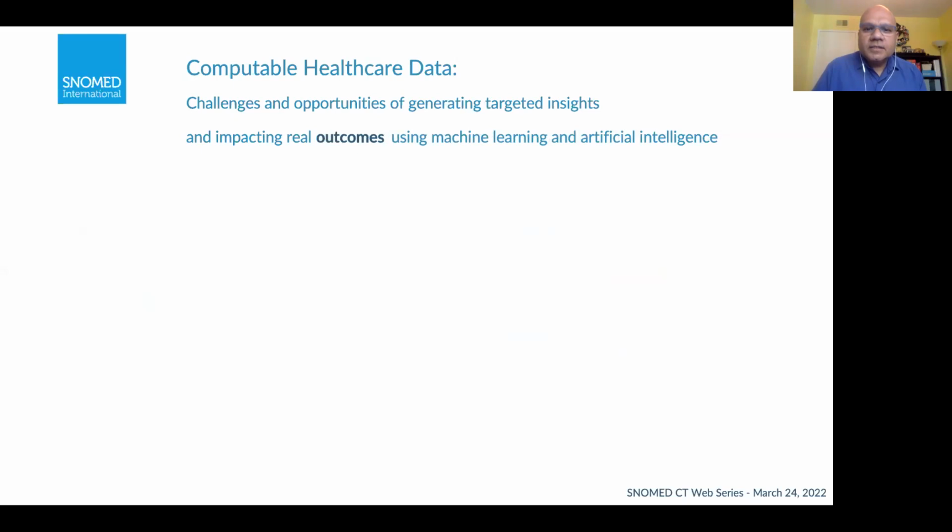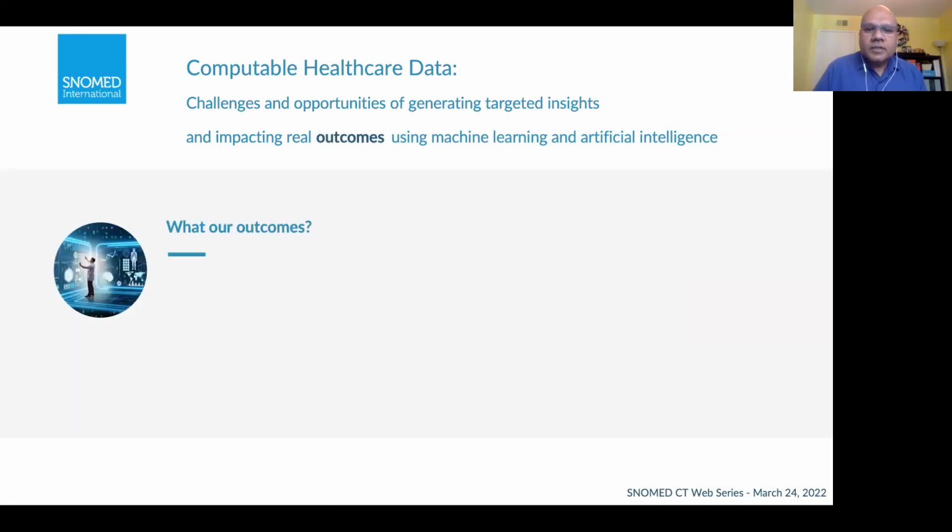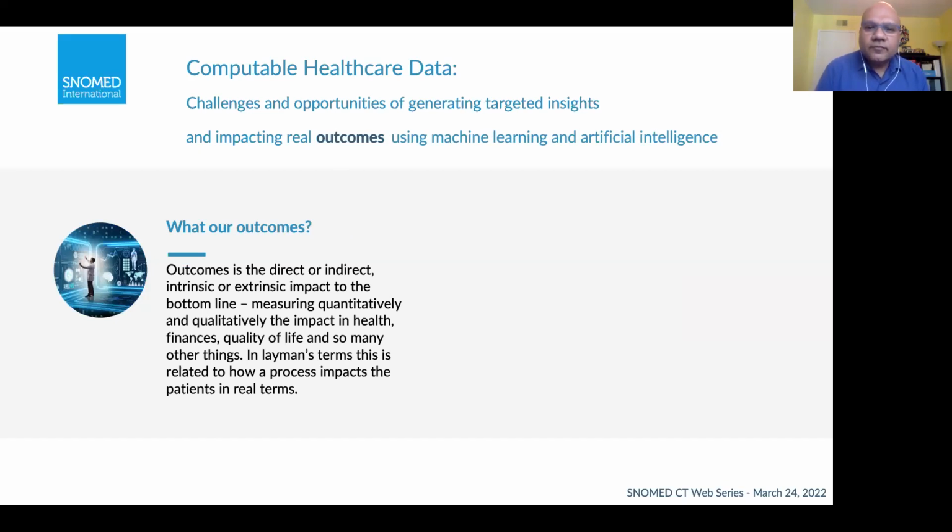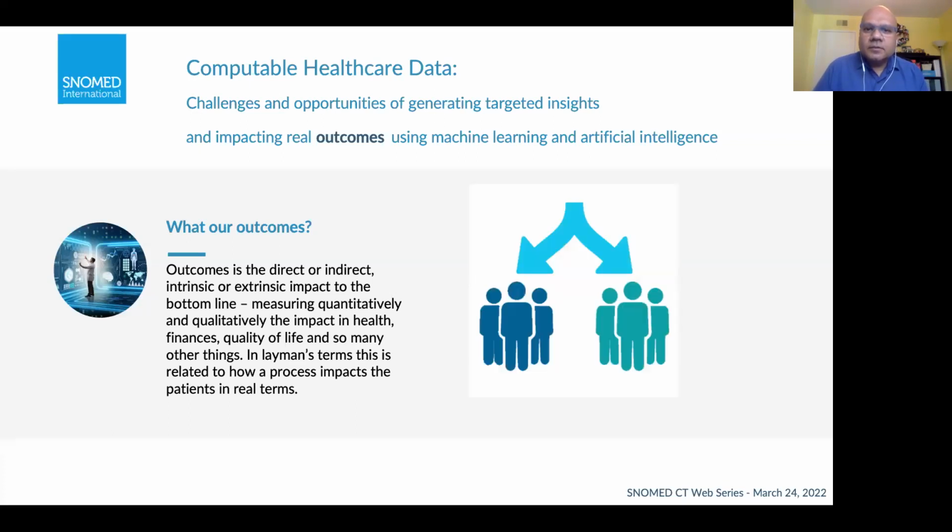So in our case, we also talked about outcomes, and what an outcome really means within the context of a healthcare system. Outcomes are either direct or indirect, intrinsic or extrinsic, but at the end of the day, it has to have an impact on the bottom line of a patient, right? It has to have an impact in terms of health outcome, financial outcome, quality of life outcomes, that kind of stuff. So we're talking about how we build software solutions that can make real changes in the outcome of a patient.